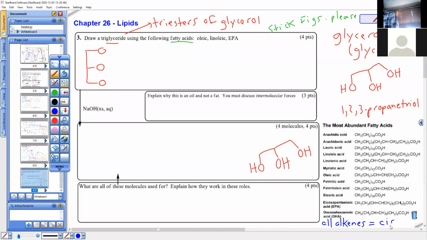Trans is not natural. You've heard all this bugaboo about trans fats. Yeah, they are bad for you. It's because they're not natural. Your body doesn't know what to do with them. So 7 CH2s after the carbonyl.